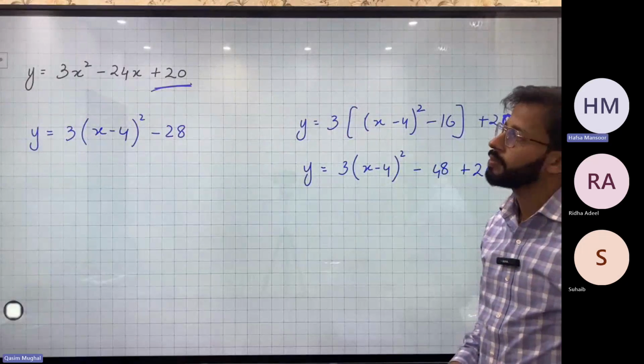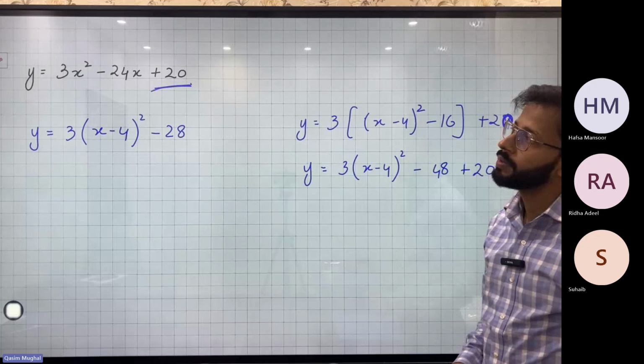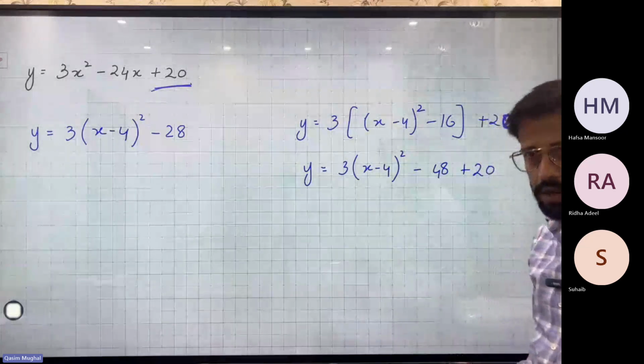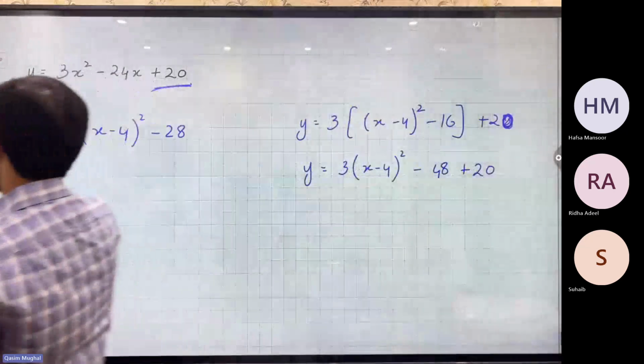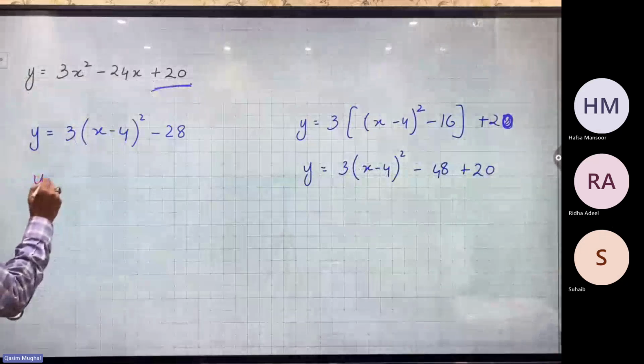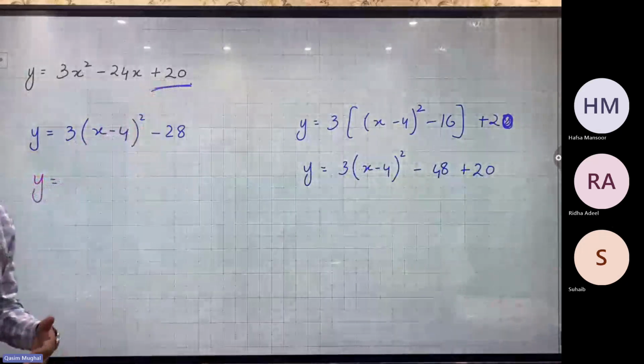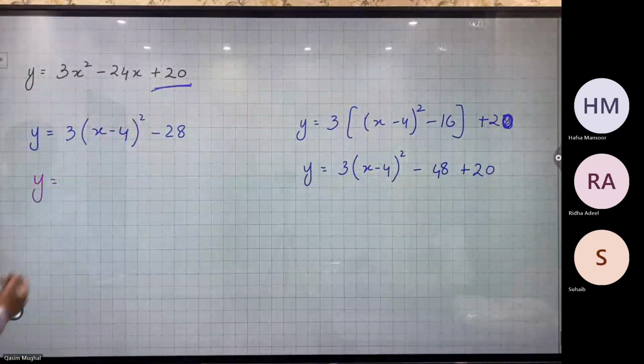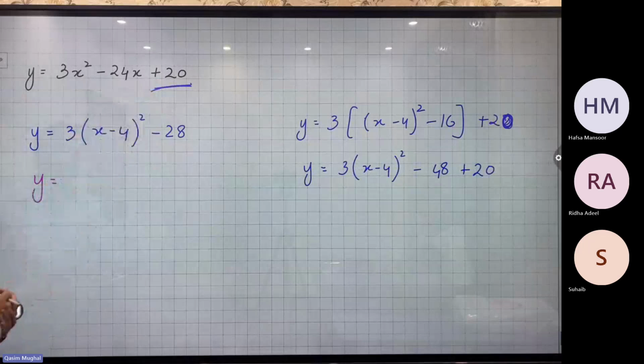Can you divide 20 by 3? Yes, we can, and this is how we are going to go about it. If I want to take common, apparently 20 is not a multiple of 3, or 3 is not a factor of 20.